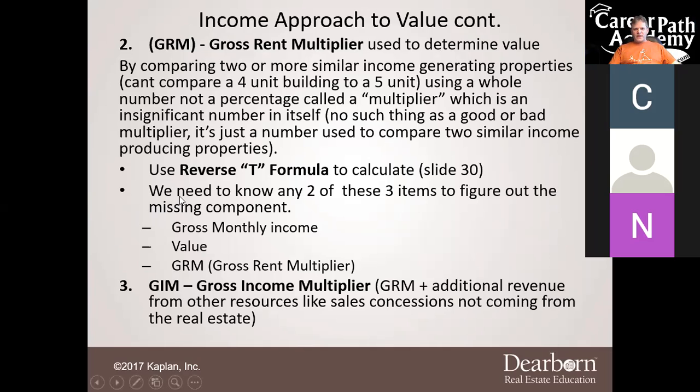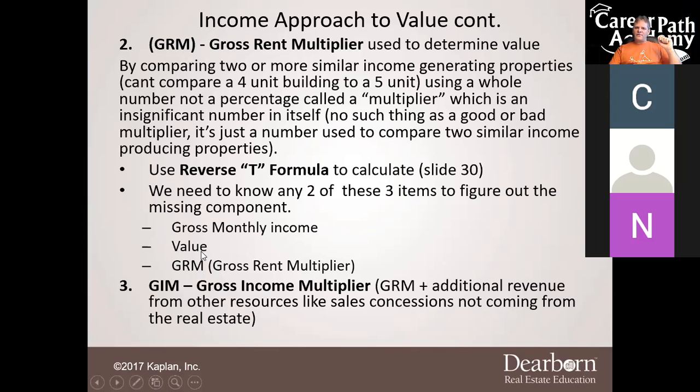So let me just first explain. Just like with the cap rates, you need to have any two of the three following items, but those items are different, and you're using a different formula. It's called the reverse T formula. You've got to have the gross monthly income, not the net annual, but the gross monthly income, the value of the property itself, or the multiplier to find whichever missing component you're trying to figure out. So you have to have two of any three of these items. You could use this reverse T formula to figure out the missing component.